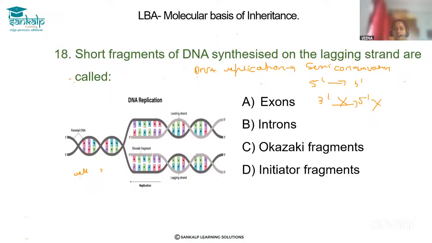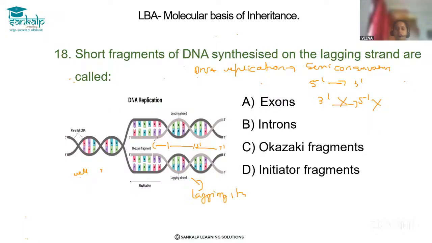So that's why it adds small fragments, so that it can make the chain in the 5' to 3' direction. Those small strands are called Okazaki fragments. They are present in the lagging strand, and that's why it is called the lagging strand.